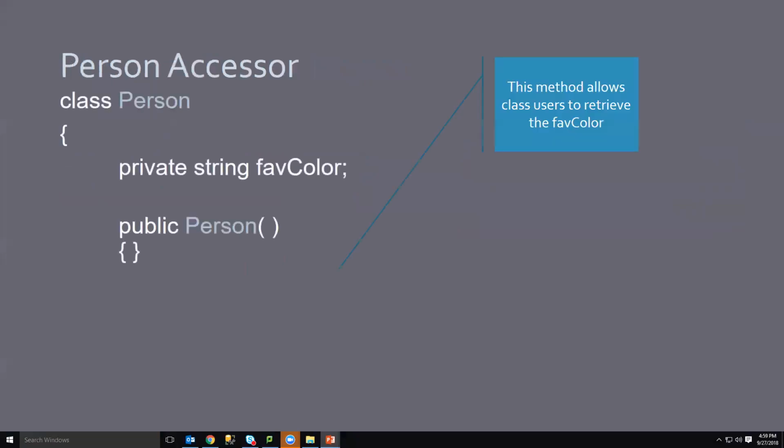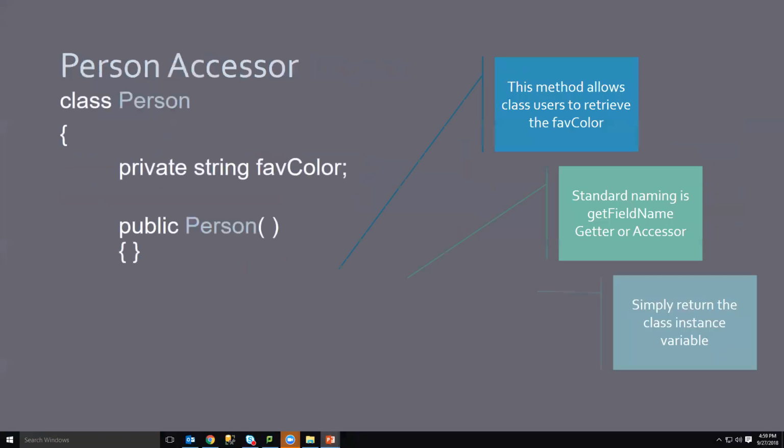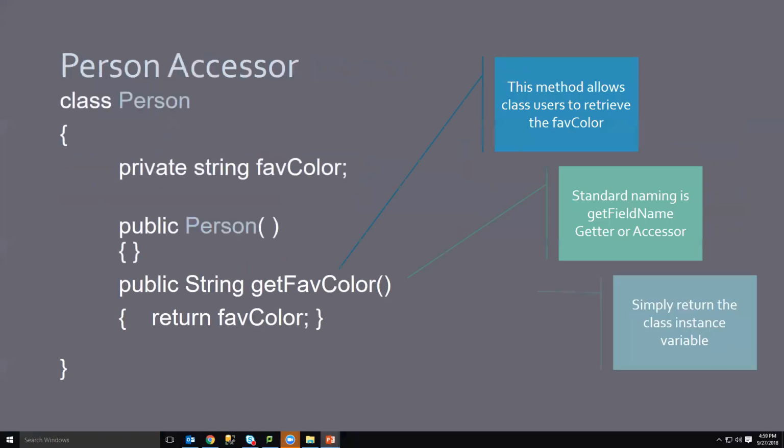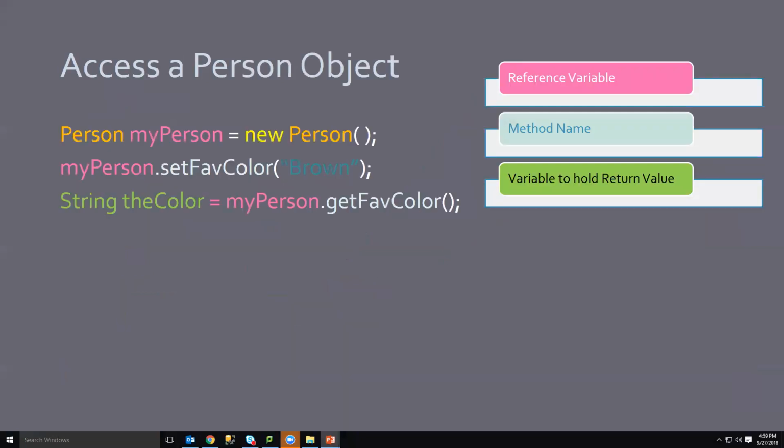Along the same lines, outside of our class, we might need to access that favorite color. Maybe we want to make a list of everybody's name and favorite color. To do that in our class, we would create an accessor or a getter method. So our method name is going to be named get, and then our variable name, and all this method is going to do is return our variable. It's that simple. But we have to call it from someplace else, so it gets a little bit confusing.